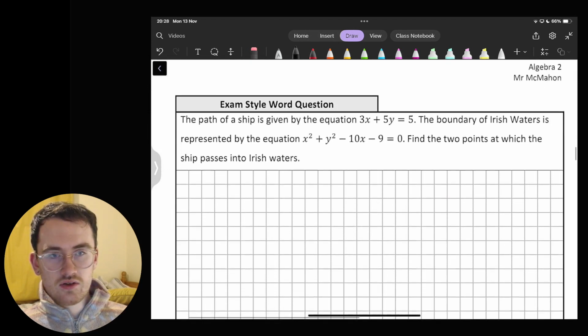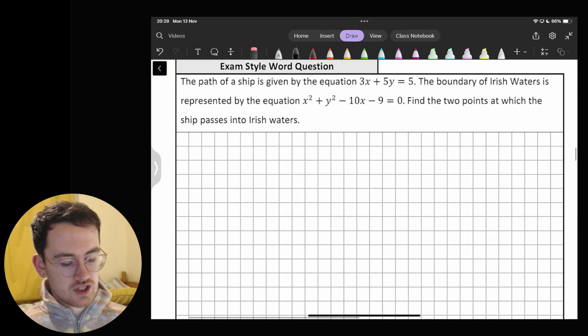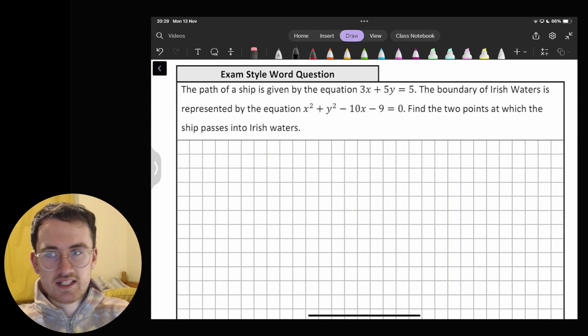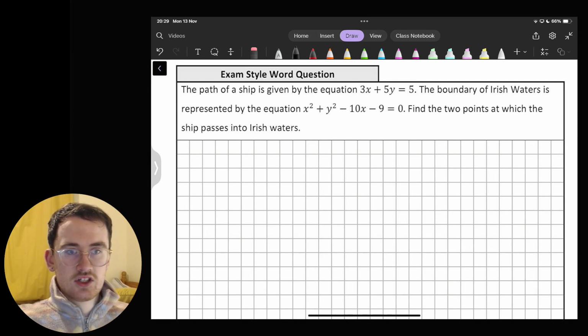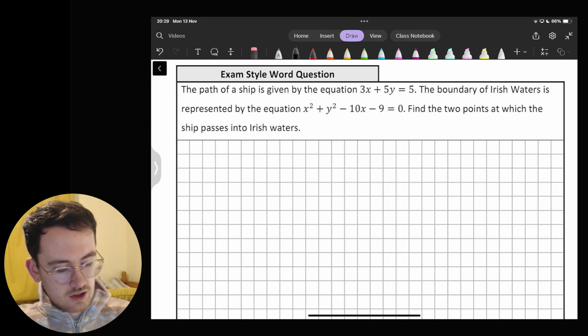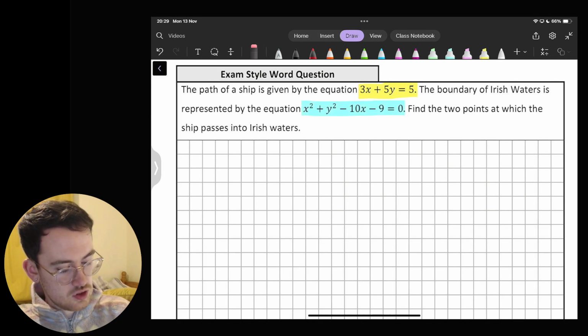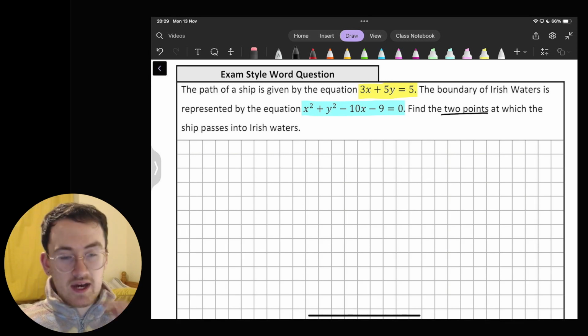So let's just get into this exam style of questions now. So we're starting off with an exam style word question. And again, just breaking down what does it all mean to some extent here. So we're making sure that you can explain away the questions. So the path of a ship is given by a particular equation. So it's a linear equation here. The boundary of Irish waters is given by this equation. Okay, so obviously a different equation here. This is my nonlinear equation. Let's give it a nice blue for the water. Find the 2 points at which the ship passes into Irish waters.